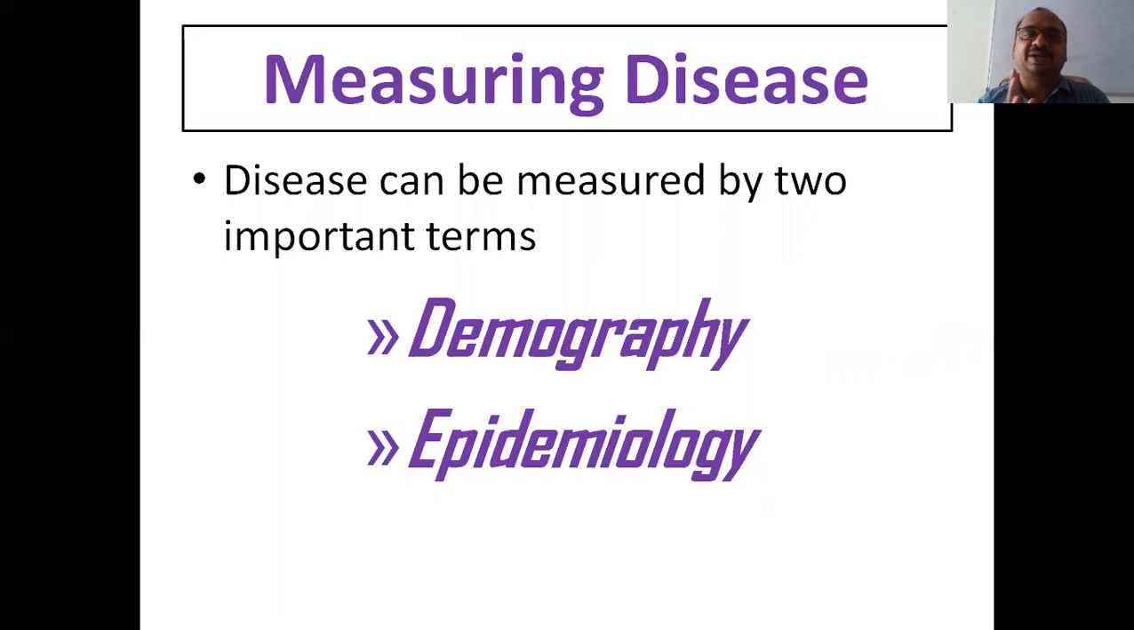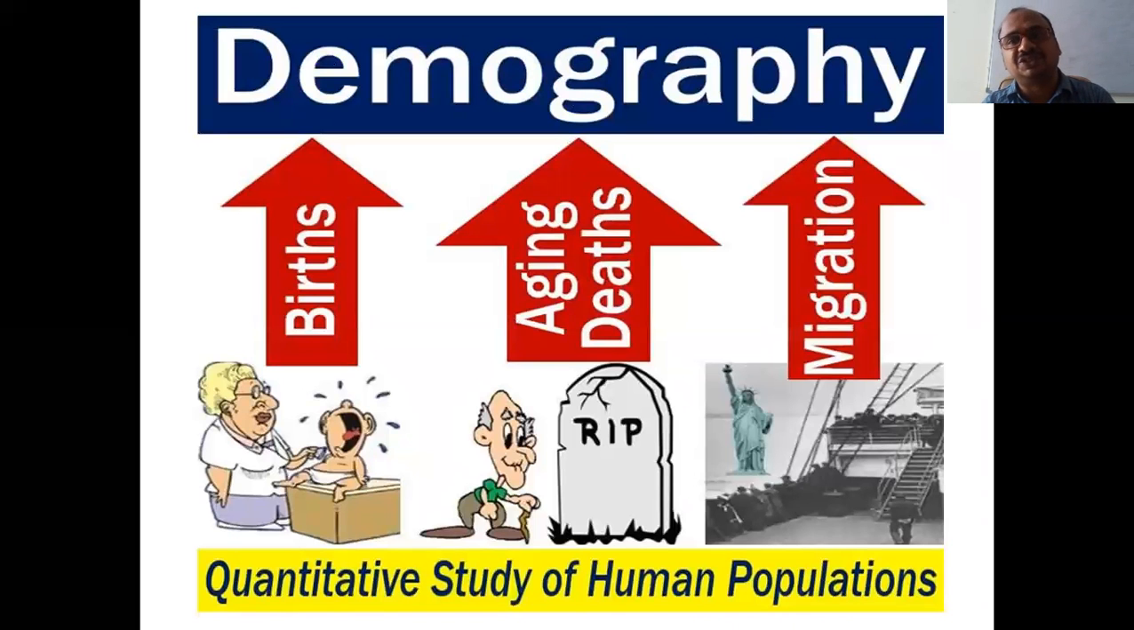Disease can be measured by two important terms. One is demography. Number two, epidemiology. Nowadays, epidemiology is mainly used to measure disease. Demography we use to count the population of India, the population of Andhra Pradesh, the population of other states, the population of various countries. Demography is nothing but a population count.